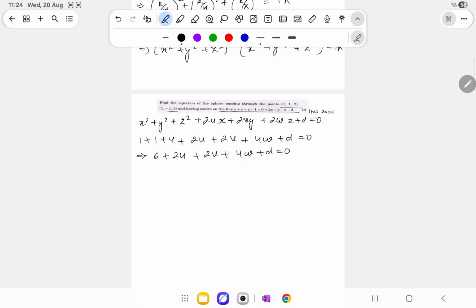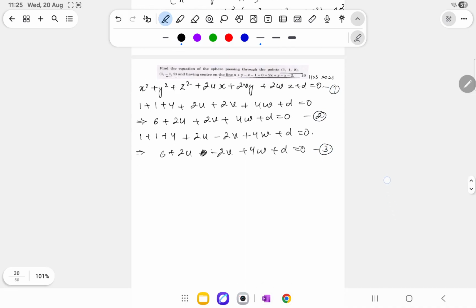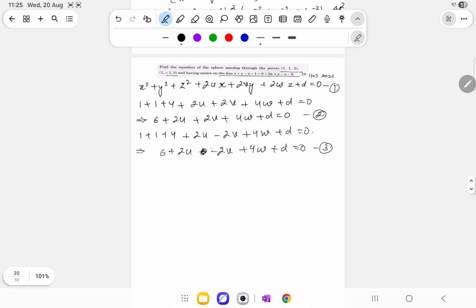Likewise, the sphere also passes via 1, minus 1, 2. So using that, we'll get 1 plus 1 plus 4 plus 2u minus 2v plus 4w plus d equals to 0. So on simplifying it, we'll get 6 plus 2u minus 2v plus 4w plus d equals to 0. Let us name these equations. This is 1, this is 2, and this is 3. So using 2 and 3, we'll get our v as 0.